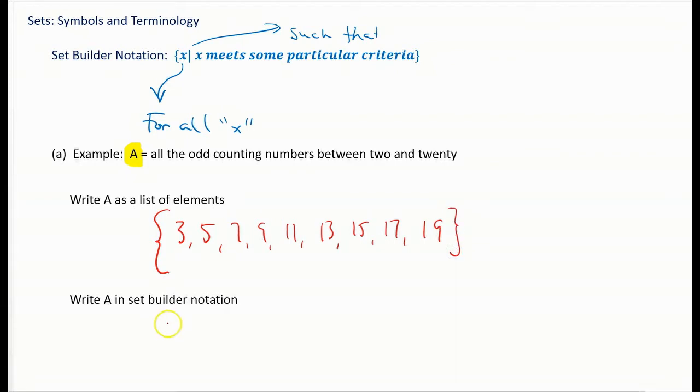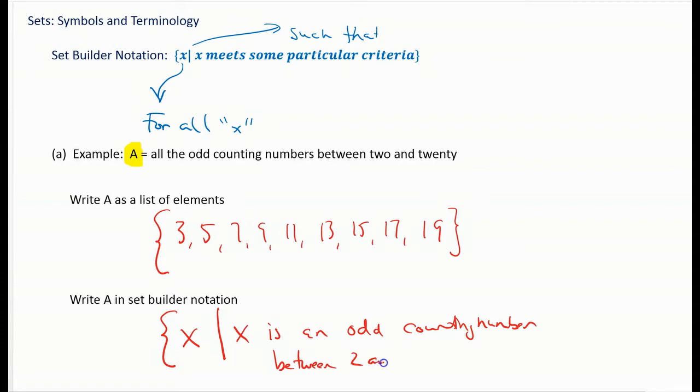And then if I use set builder notation, you have to use those same curly brackets. Use whatever variable you want. I tend to stick with X. So for all X, such that X is an odd counting number between 2 and 20. And there's set builder notation.